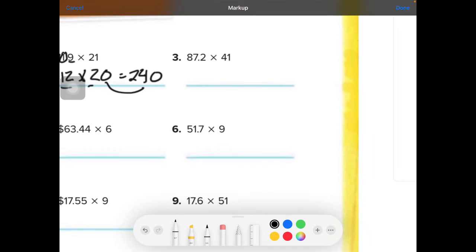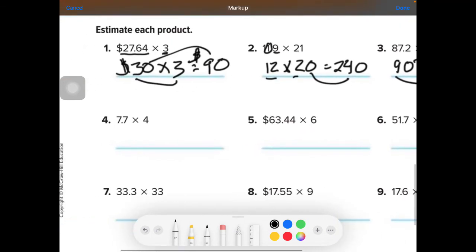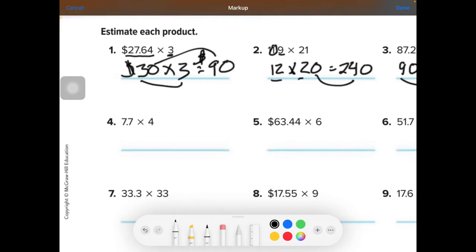Number 3, looking at these numbers, I think I'm going to change both of them again. They're not very nice to play with. So let's say 87. Look at this other one. I'm going to say that's really close to 40. And then 87, it'd be easier if I could just bump that up to 90. Then I could do 9 times 4 equals 36. And then I have 2 zeros to bring over. 3,600 would be my answer.